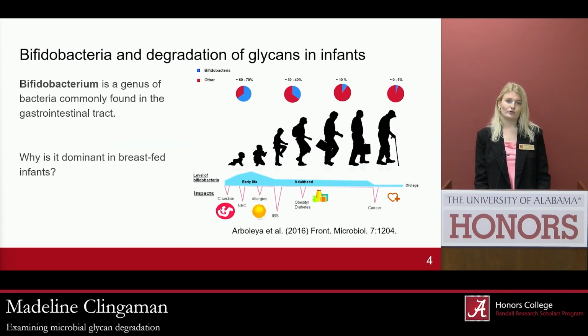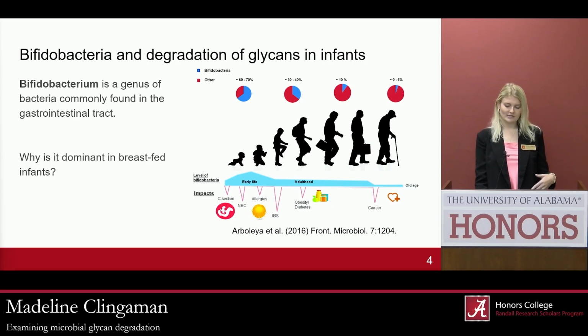On this project, we're focusing on bifidobacteria as the microbe that we're looking at. Bifidobacteria is found in the gastrointestinal tract, and it seems to play a very important role in protecting infants from harmful diseases such as necrotizing enterocolitis, which is a major concern for preterm infants. As you can see in the graphic, bifidobacteria is most dominant in breastfed infants as compared to formula-fed infants, and also elderly adults and kids.